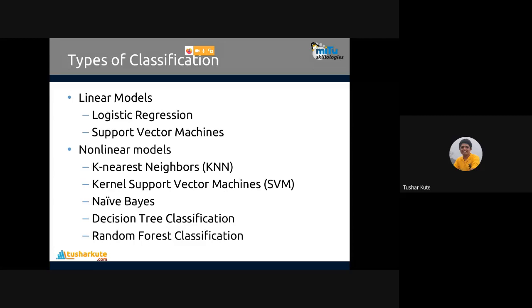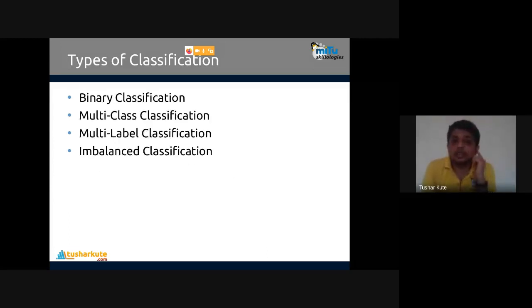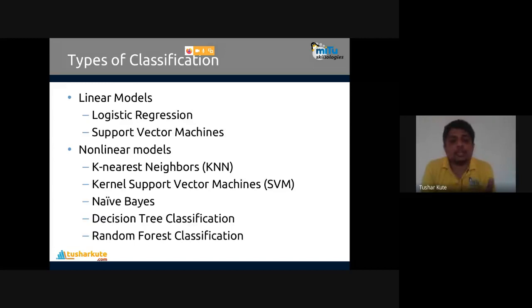In linear models, like logistic regression and support vector machine, these two algorithms are linear modeling. And in non-linear modeling, we have k nearest neighbors, kernel support vector machines, Naive Bayes, decision tree algorithm, random forest algorithm. Okay, so they come under the category of non-linear modeling. Okay, fine. So linear, non-linear, or we'll be having binary, multi-class, multi-label, or imbalanced.